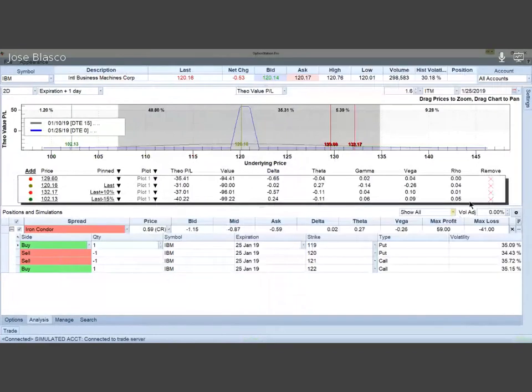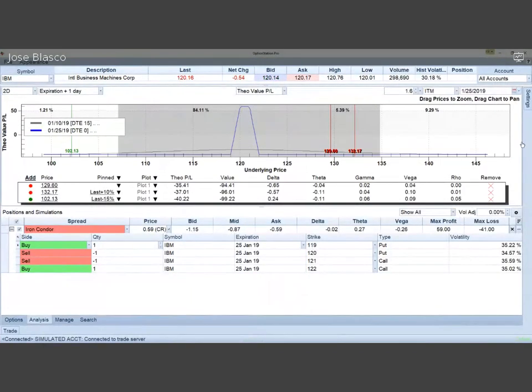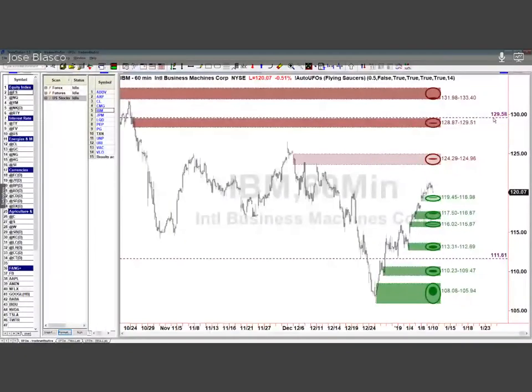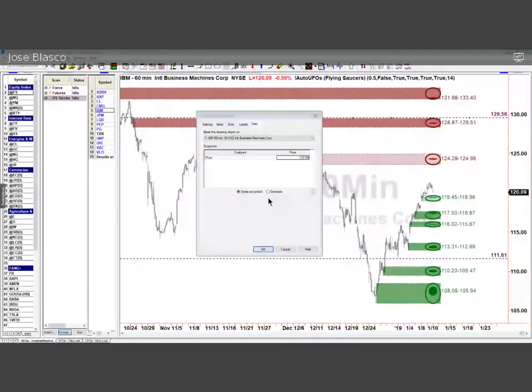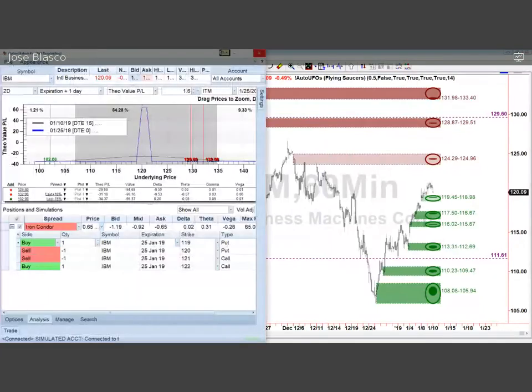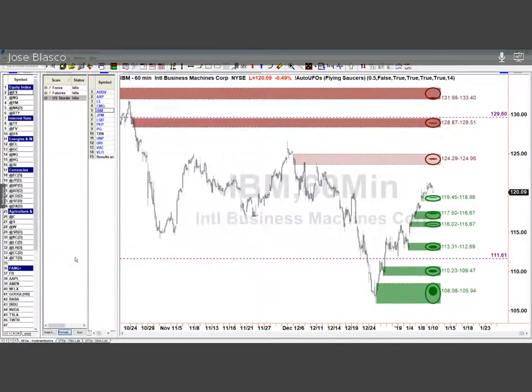Interesting. Let me remove the one I made by mistake. Here we go. So 129.60 is going to be the upper one. I'm just going to rectify this by 2 cents, and that's it. It's about the same. Okay, 129.60. And then I'll get the option chain back.